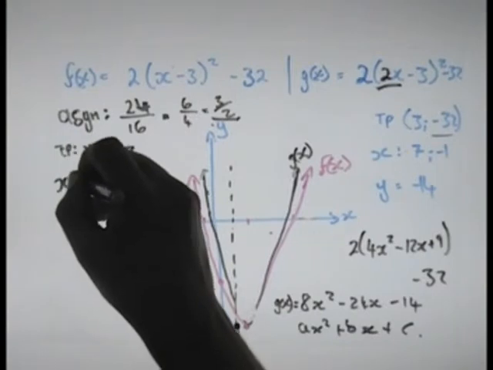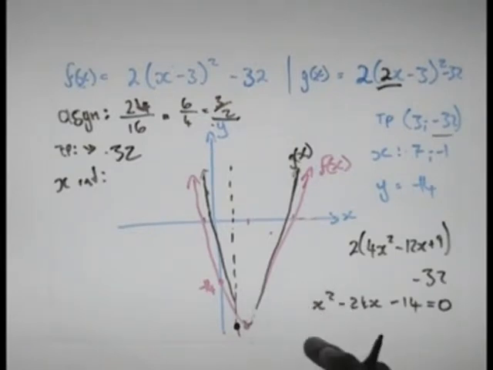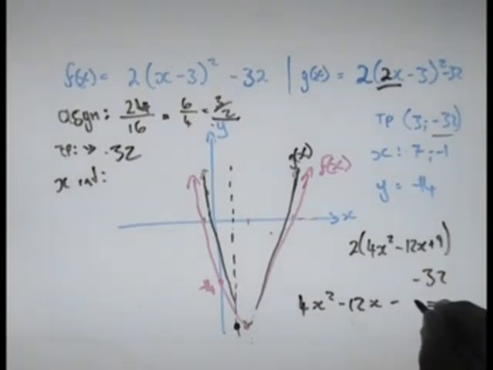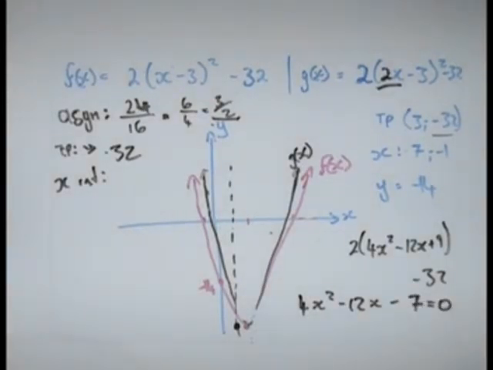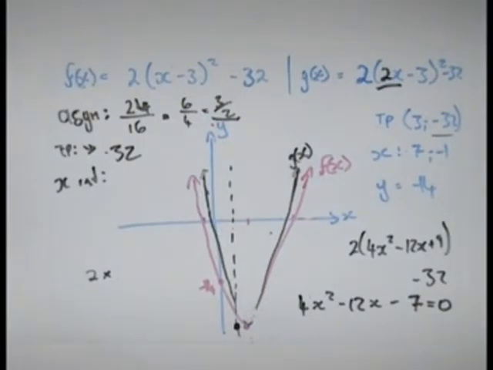To get my x-intercepts, we're going to make y equal to 0. That means that 8x squared minus 24x minus 14 is equal to 0. That means that 4x squared minus 12x minus 7 is equal to 0. Can this be factorized? 4 times 7 is 28. Are there factors of 28 that give us 12? We know that 2 times 14 is equal to 28, so yes, there are.